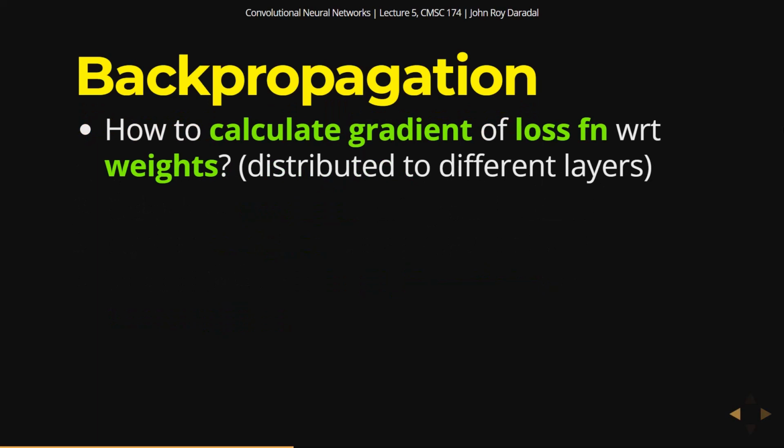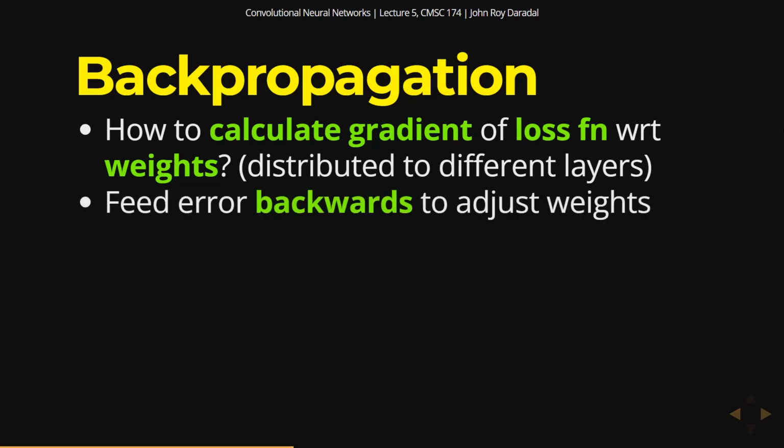Now, we said that we want to calculate the gradient of the loss function with respect to the weights. But how do we actually do that? Because the weights are distributed in different layers, right? You have weights in the first layer, the second layer, and so on. So you cannot just calculate the whole gradient of the weights in one computation. So how do we do this if the weights are distributed in different layers? Well, the answer to that is backpropagation.